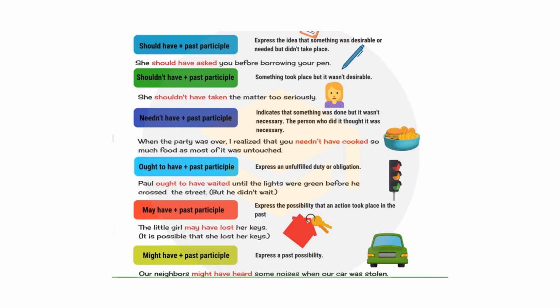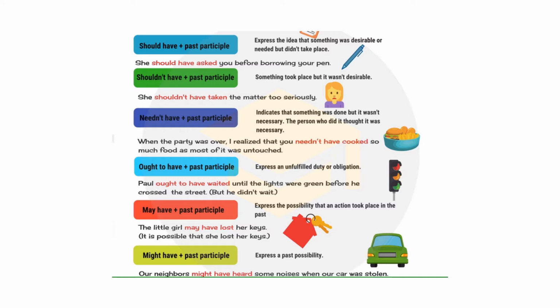Okay, and we have needn't have plus past participle. It indicates that something was done but it wasn't necessary. The person who did it thought it was necessary. We have the example, when the party was over, I realized that you needn't have cooked so much food as most of it was untouched. So we have ought to have plus past participle. It expresses an unfulfilled duty or obligation. Example, Paul ought to have waited until the lights were green before he crossed the street, but he didn't wait.